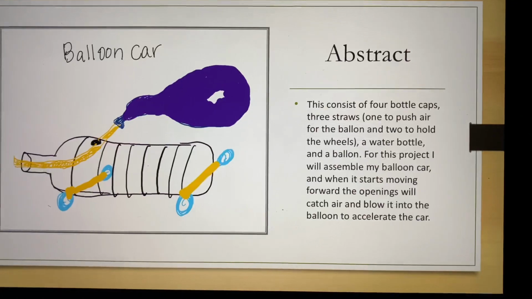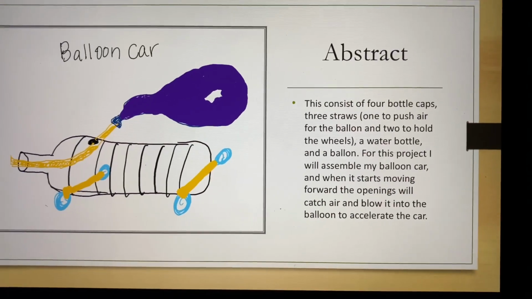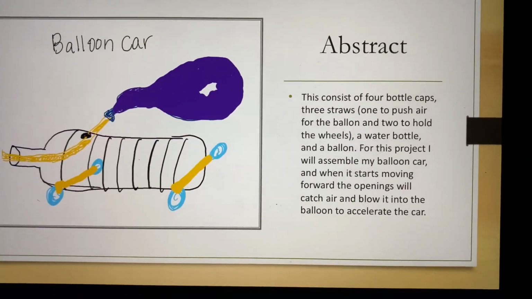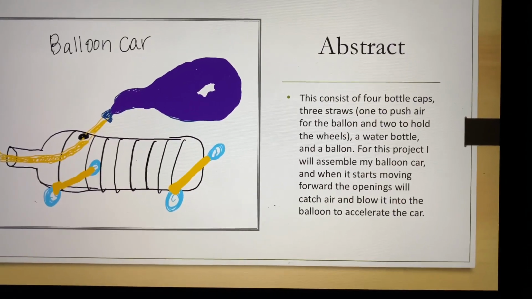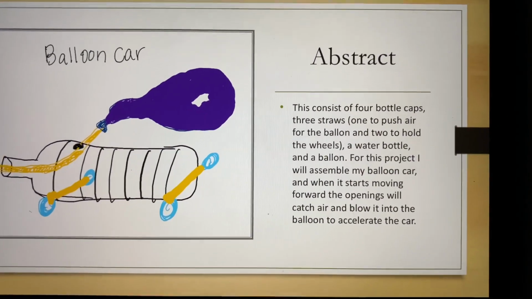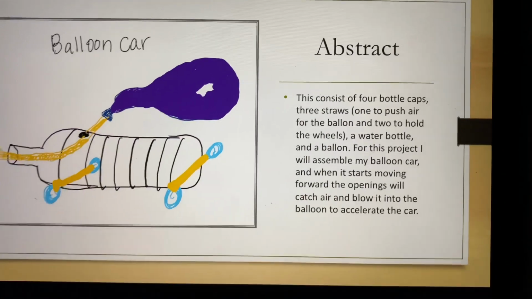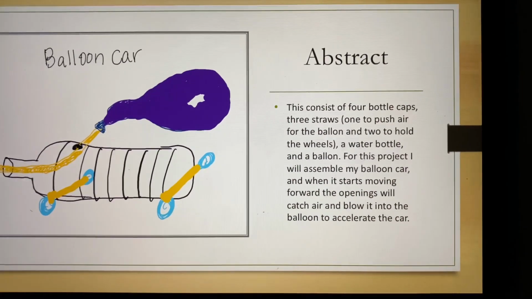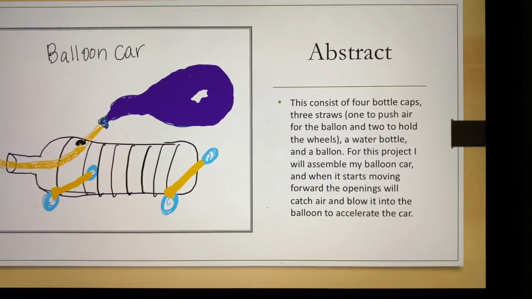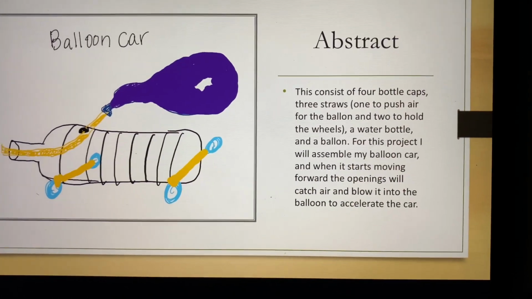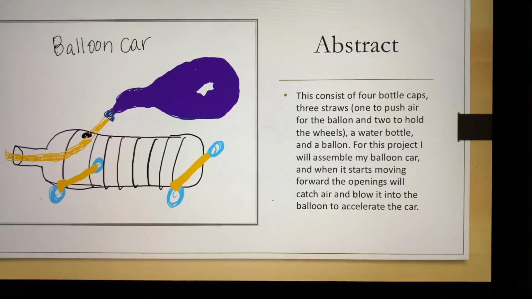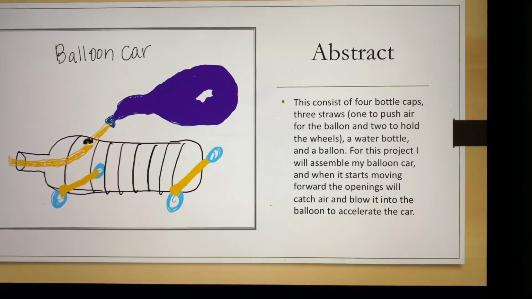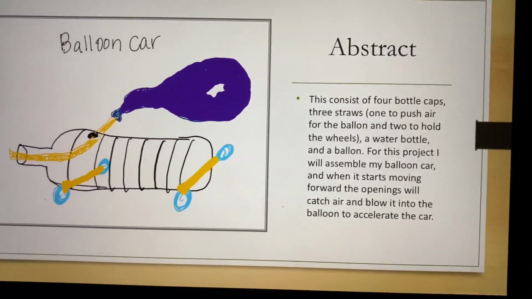So on the left is the diagram I created. Originally for the balloon car, it consists of 4 bottle caps, 3 straws, a water bottle and the balloon. For this project, I will assemble my balloon car, and when it starts moving forward, the openings will catch the air and blow into the balloon to accelerate the car in the opposite direction.